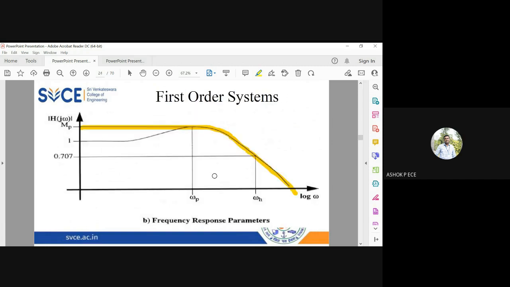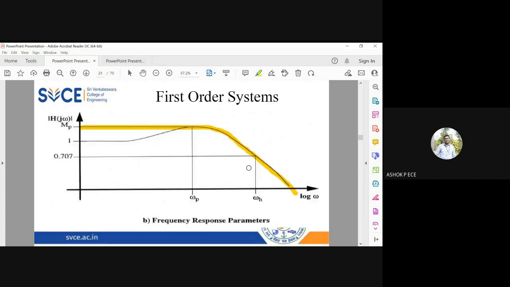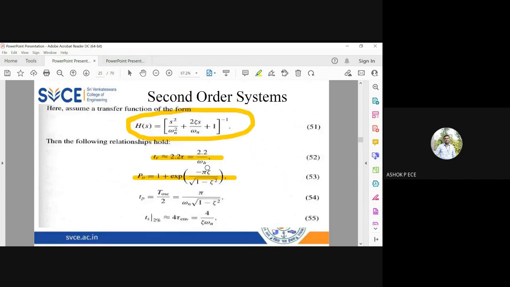So this is the first order system. The parameters are going to be very, very simple. Now second order system, this is a transfer function, (s square by omega n square plus 2 xi s by omega n plus 1) whole inverse. And in the same way, rise time is going to be the same. And P naught, the maximum value of the overshoot, is given here: 1 plus e power minus pi xi by root of 1 minus xi square.